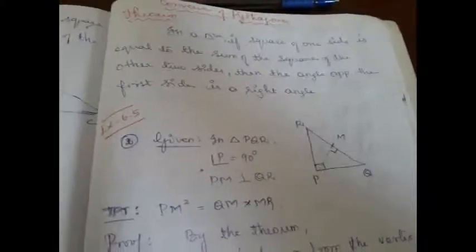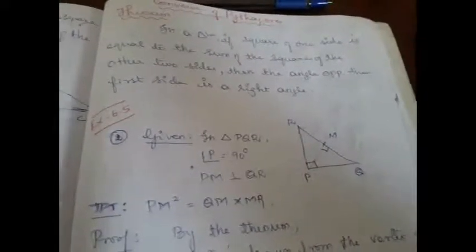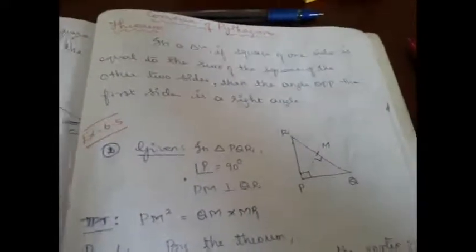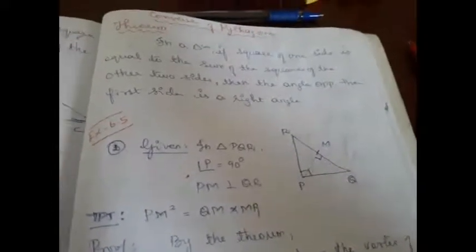First, to start with BPT and its converse, then 4 criteria for two triangles to be similar, then a theorem based on areas of similar triangles, and then Pythagoras theorem and its converse. Before that, one more theorem which lays the foundation for Pythagoras theorem. So these are all the things we have learnt in this chapter.